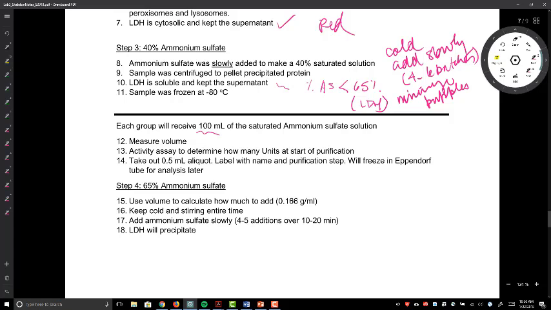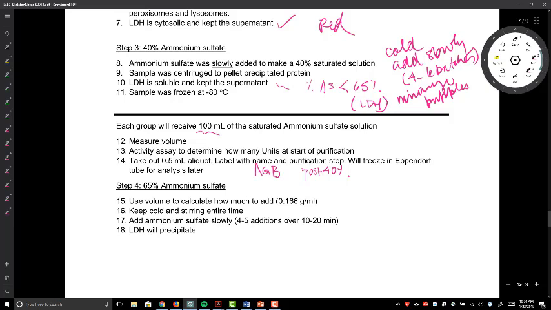Then you're going to take out 500 microliters. You label with your initials and then the purification step. So for me, this would be AGB, and this would be post 40%. Then you're going to freeze it in an Eppendorf tube for analysis later.